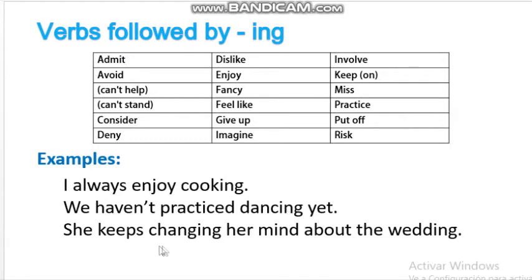The third one, she keeps changing her mind about the wedding. So what's the verb? Keeps, as we have keep in the list. So the other verb must be with ing. So all of these verbs are followed by the other verb with ing.